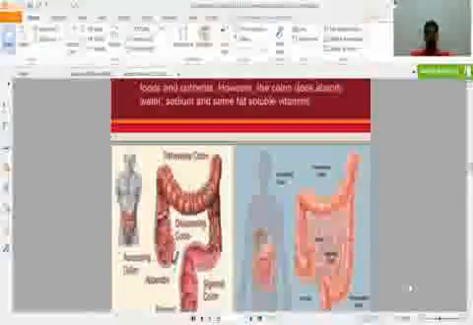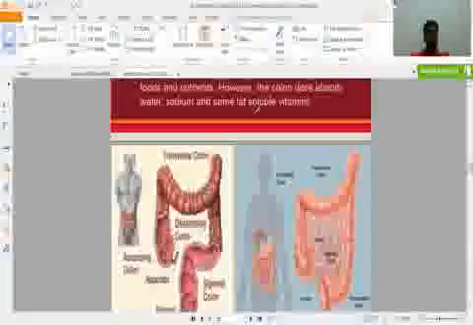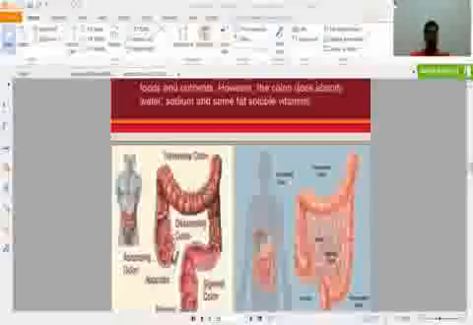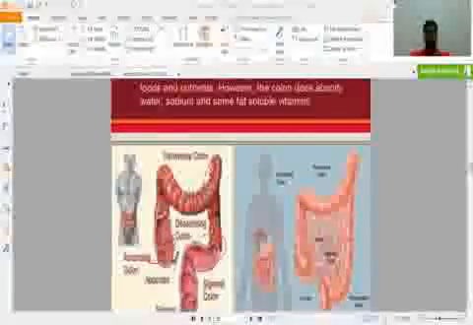This is showing the parts of the colon. There are four parts of the colon. The first one is the ascending colon. This one is the ascending colon. Okay, students. The second one is the transverse colon. This one is the transverse colon. The third one is the descending colon. This is the descending colon. The fourth one is the sigmoid colon. This one is the sigmoid colon.